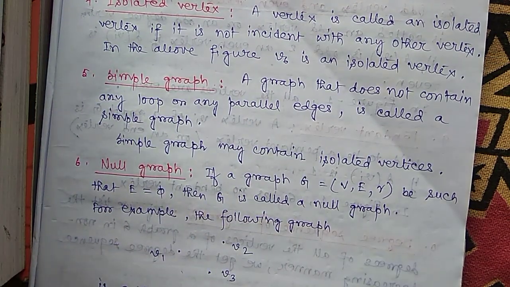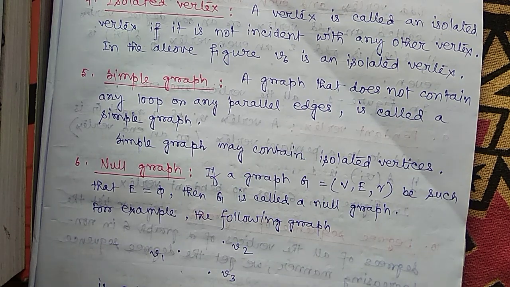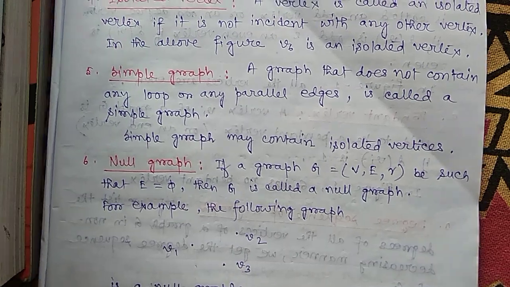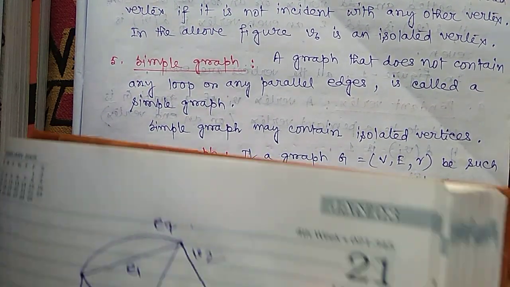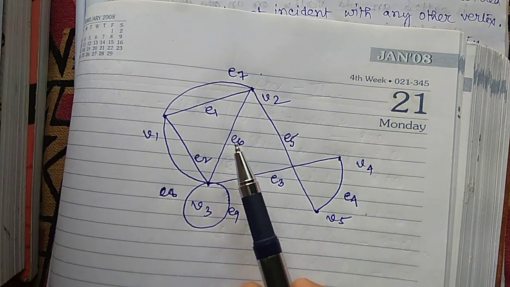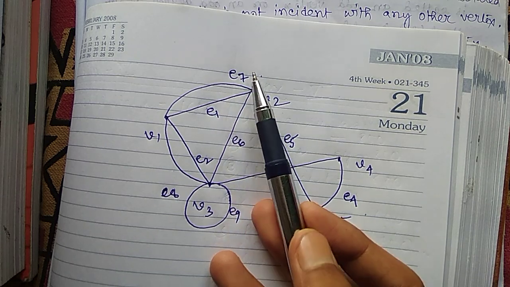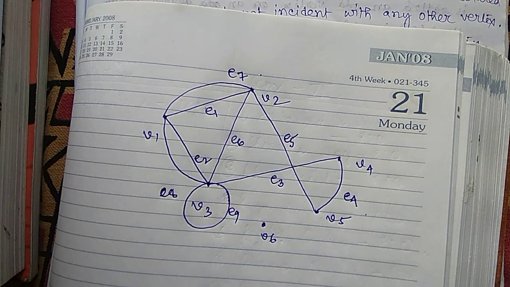Okay. Next, simple graph. A graph that does not contain any loop or any parallel edges is called a simple graph. A simple graph may contain an isolated vertex. This graph contains both parallel edges and a loop, so this is not a simple graph.